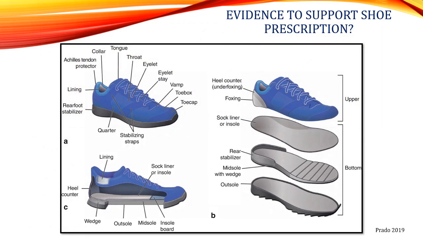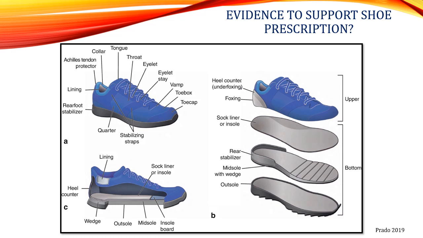So it's helpful to start with looking at the anatomy of footwear. So you have three figures here. You have A, B, and C. The A figure shows the outer portion and the anatomy of the shoe, everything from the tongue to the throat to the eyelets, and so on. And so you'll hear some of these terminologies used by runners who are well informed about their running footwear.